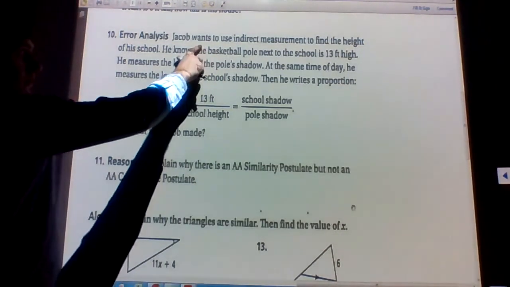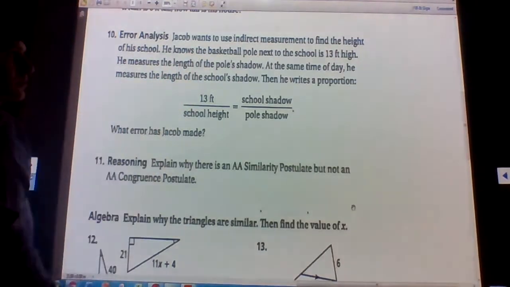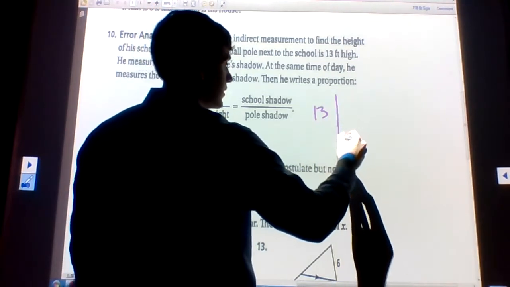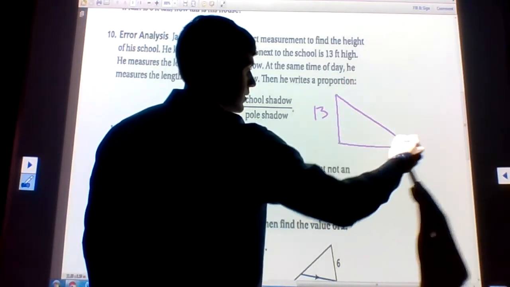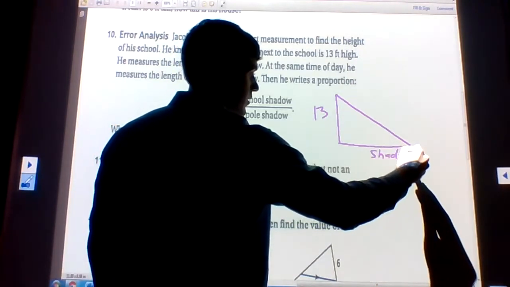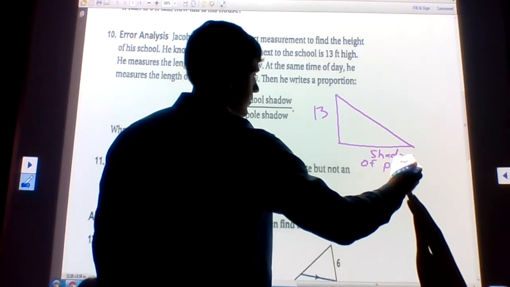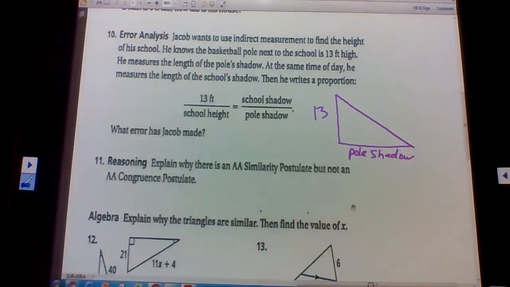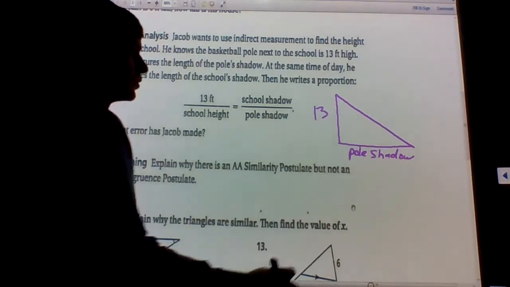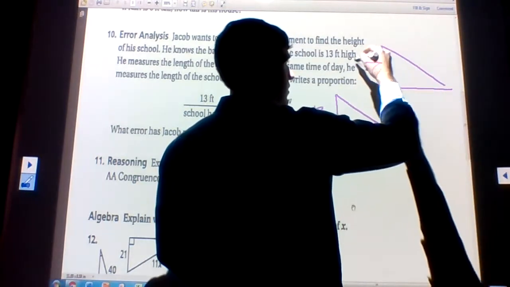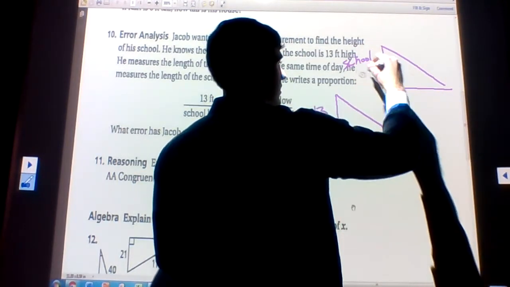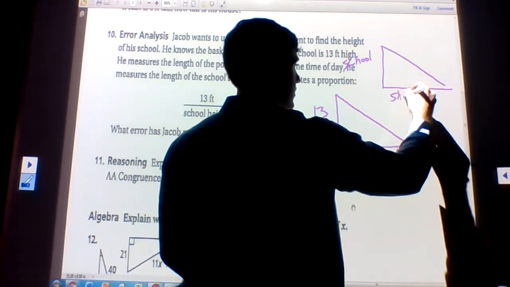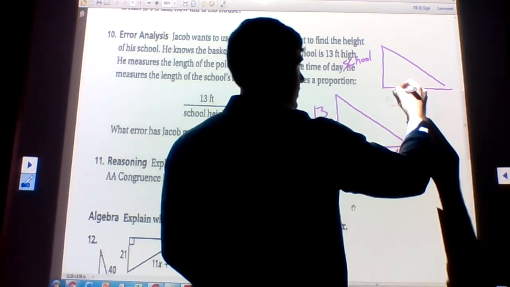So let's see. He wants to use indirect measurement to find the height of the school. He knows that the basketball pole next to the school is 13 feet high. Okay. And he wants to measure its shadow, the shadow of the pole, or we call it the pole shadow. And then he wants to do the same thing with the school, so that he has the school, and then he has the school shadow.